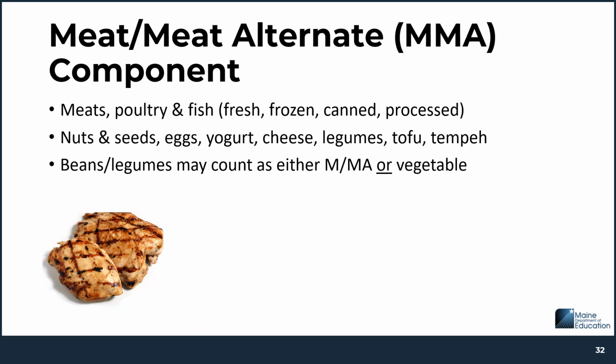And when offering beans and legumes, the menu planner is choosing whether they are counting them as a meat alternate or as a vegetable.